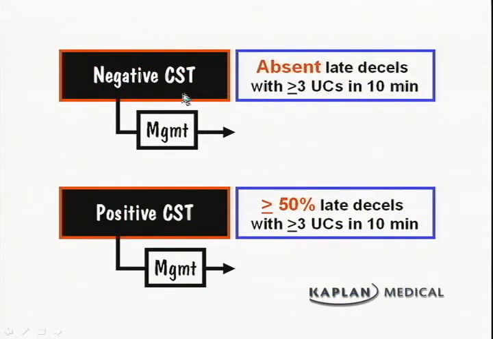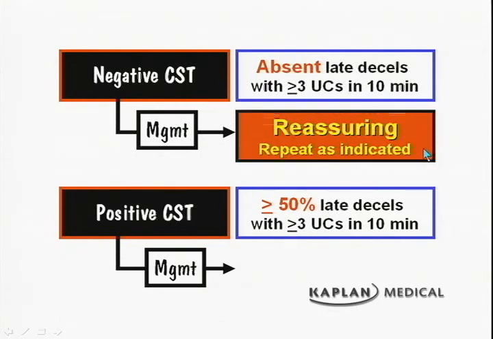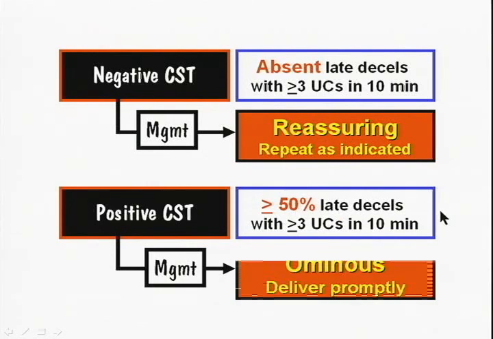With a negative CST, where there are no late decelerations with 3 contractions in 10 minutes, management is reassuring. Repeat as indicated. If you have a positive CST with 50% or more late decelerations with 3 contractions in 10 minutes, this is not good. Ominous. This baby could very well die in utero. This would be indications for a prompt delivery, usually cesarean.